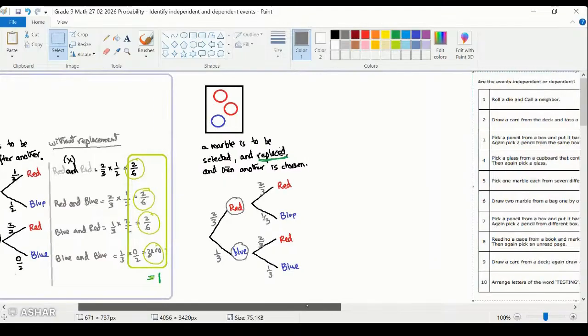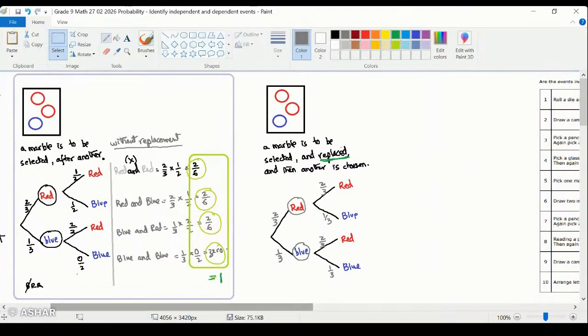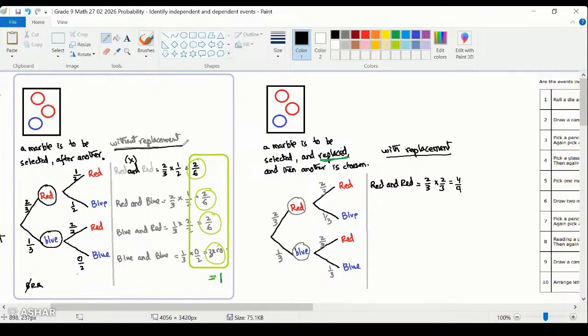Okay, now let's see. If I want to find what are the probabilities and what are the possibilities over here, can I say this was red and red? That means the probability of red was 2 over 3, multiplied by 2 over 3, it comes out to be 4 upon 9, right? This is with replacement. The previous one was without replacement, okay?